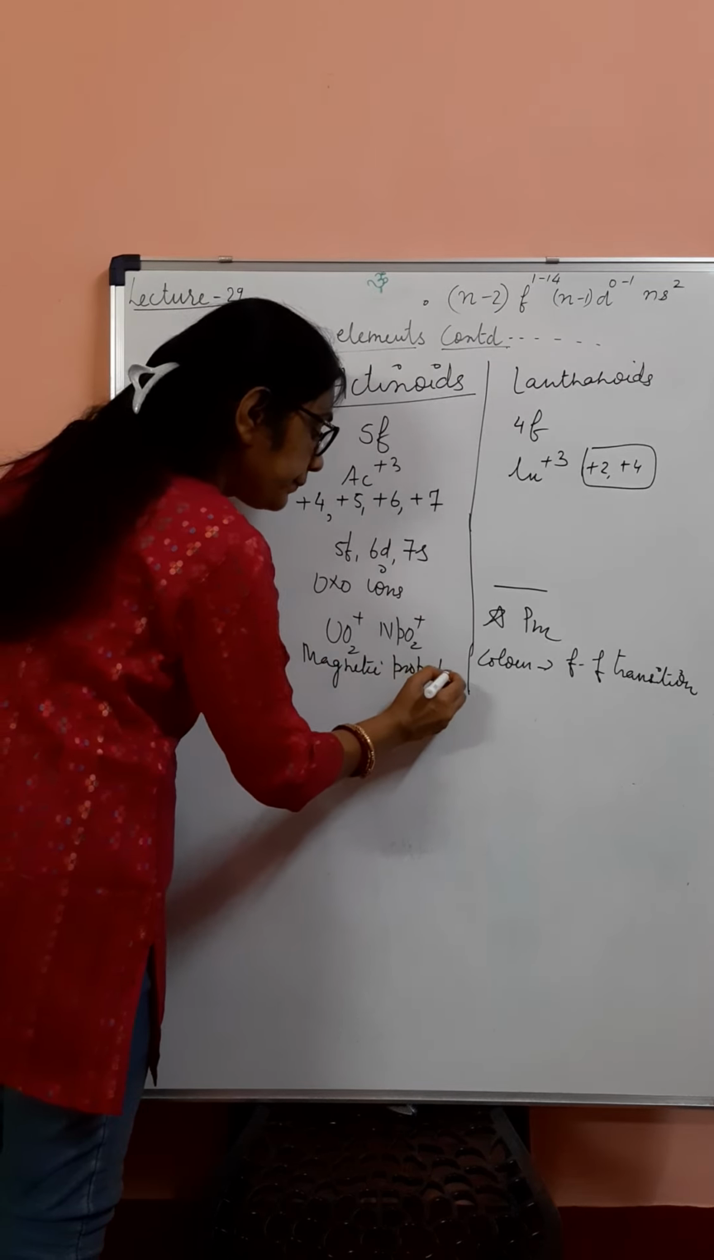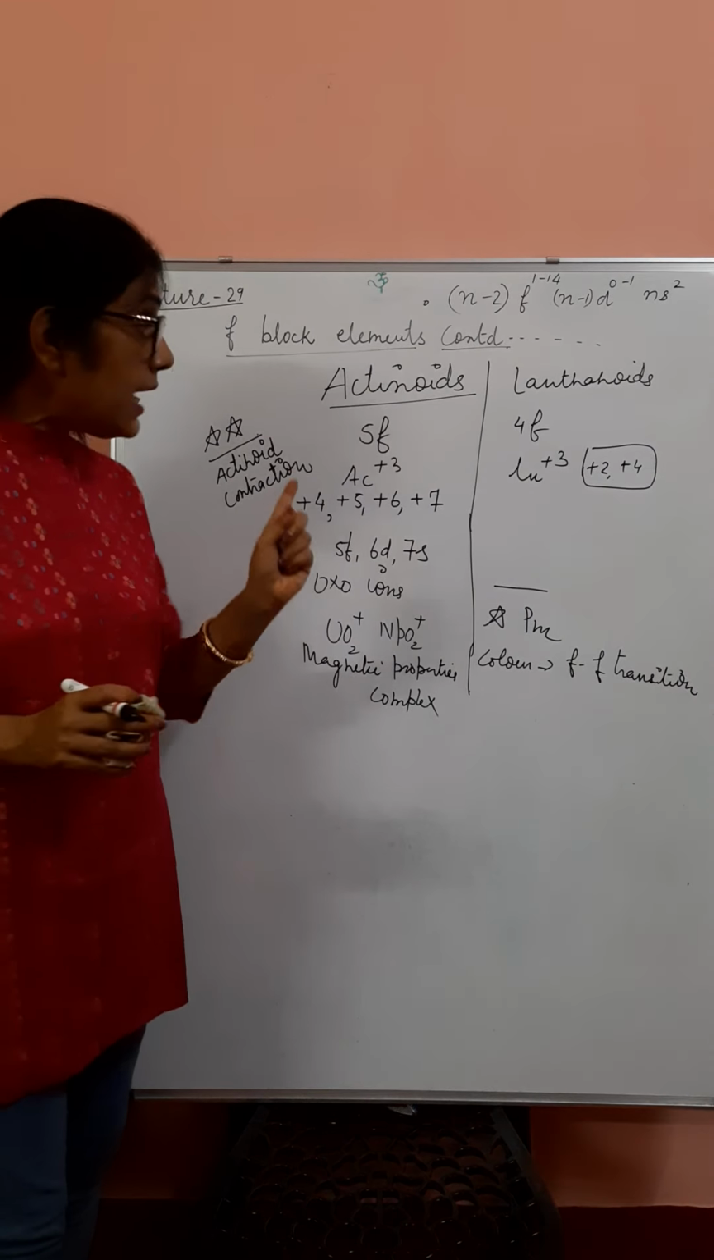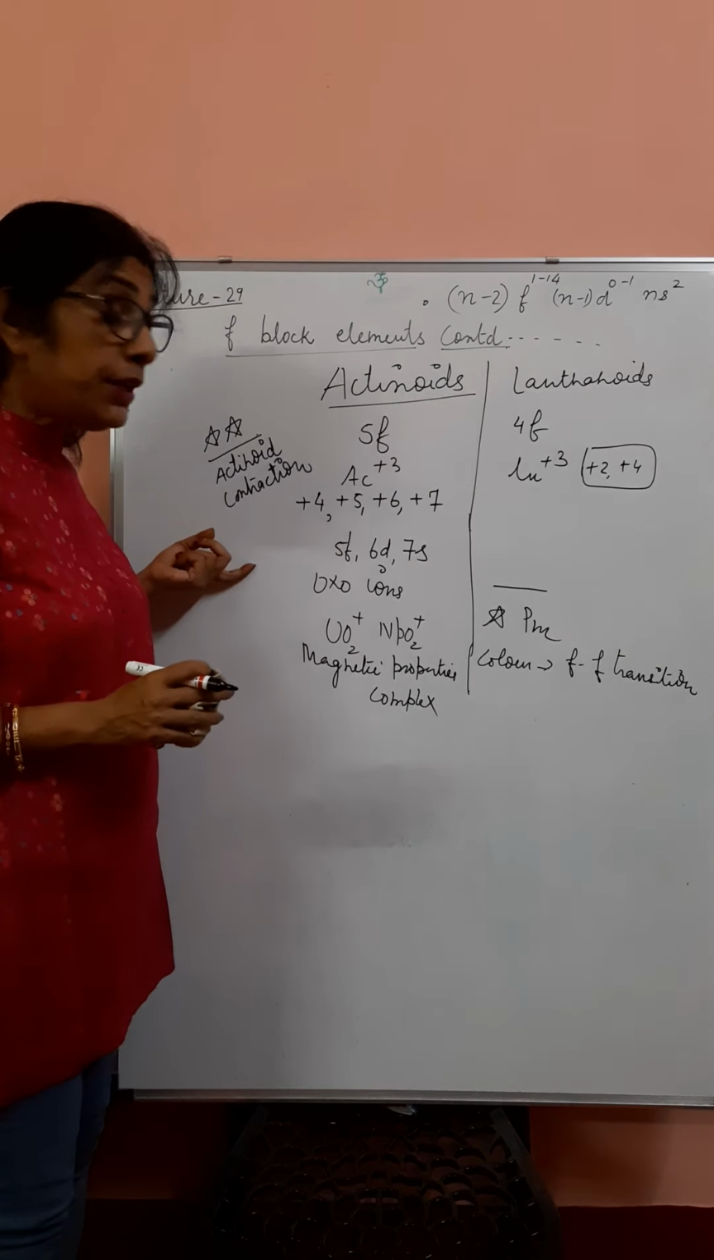Then one very important question, which is given in the text as well: actinoid contraction is greater from element to element as compared to lanthanoid contraction. What is the reason behind it? Explain. I repeat, actinoid contraction is greater from element to element as compared to lanthanoid contraction. So why does it happen?